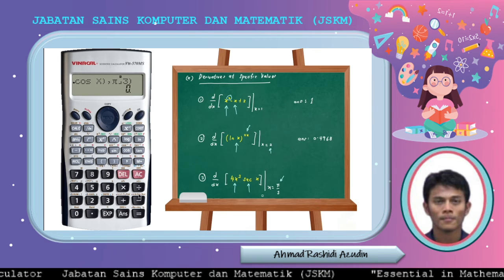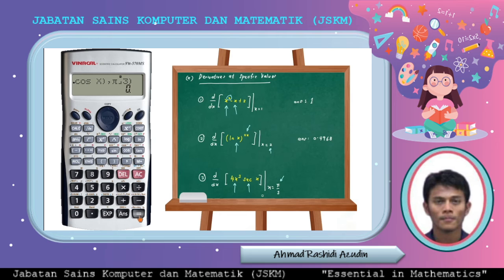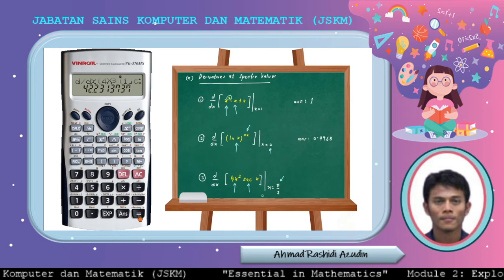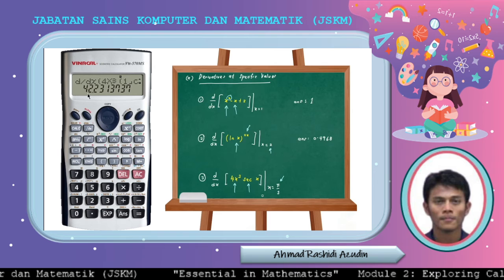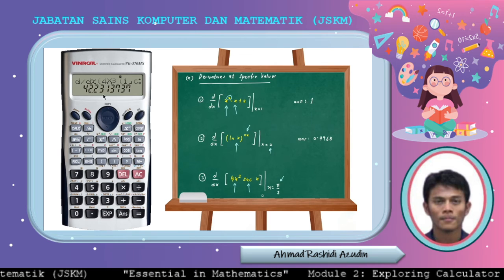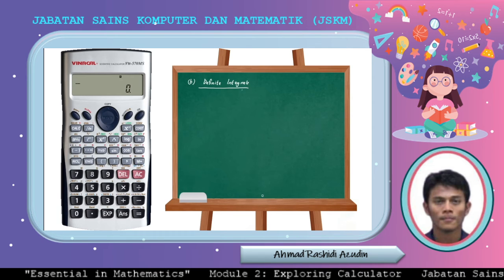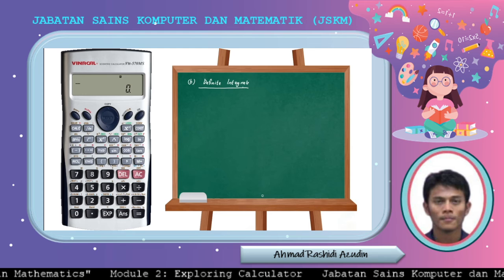What we need to do next is to press this equal sign to get the answer. So the answer is approximately equals to 42.2314. Now we move on to the second lesson, or the second objective, which is finding definite integrals using the 570 MS calculator.